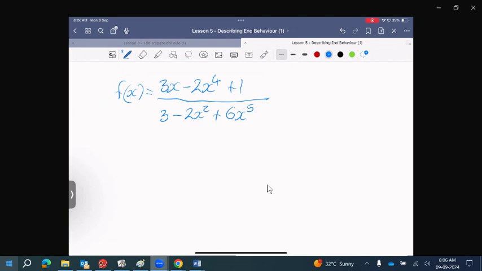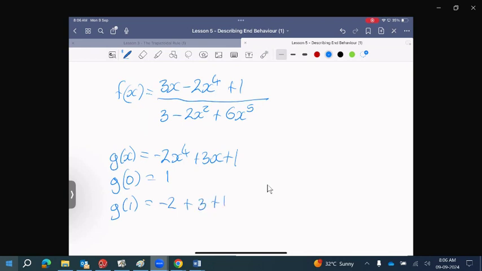As we're approaching positive infinity, we're putting large numbers in. What's the value of the numerator? If I take the numerator, rearrange it into standard form so we can see what the lead coefficient is. Imagine I put the value 0 in. If I put 0 in, g of 0 is going to equal 1. So the third term is very important there. If I put a small number in, like g of 1, this is going to be minus 2 plus 3 plus 1. So all three of the coefficients really matter.